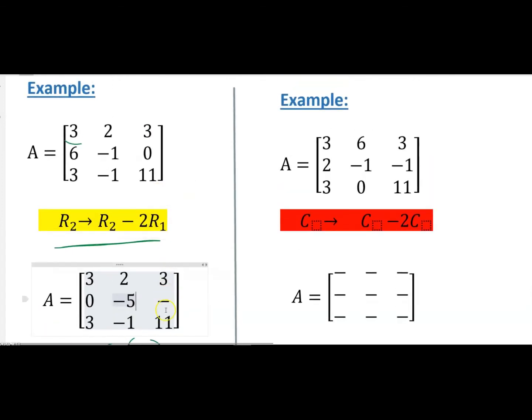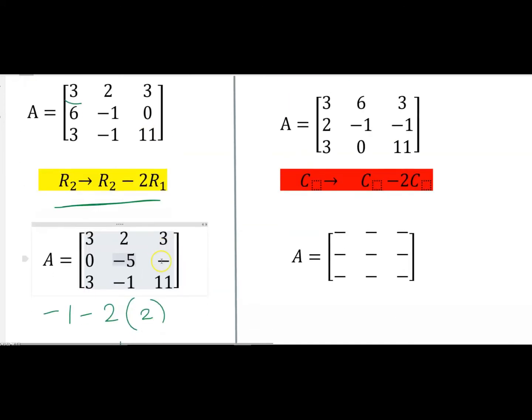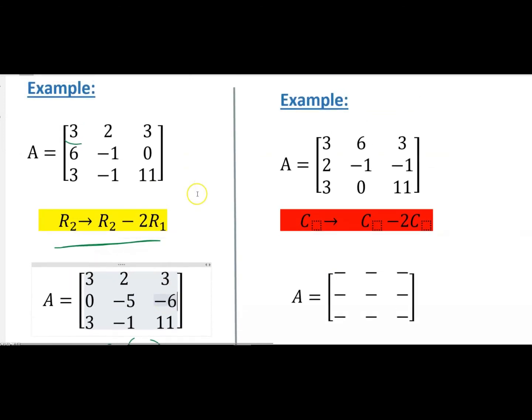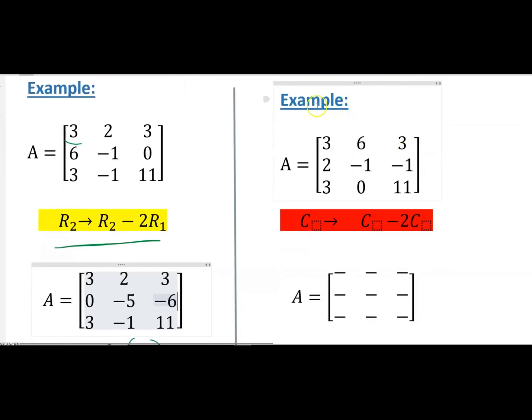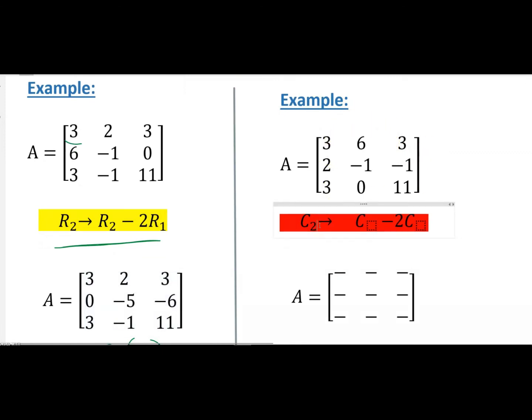Similarly, we can find the third one. Yes, you can tell me what will be the third entry. That is the third element of the second row, that is 0, 0 minus 2 into 3, that is 6. So it will be minus 6. All right. I hope you got this operation. The same operation we can apply on the columns as well. Like suppose we are having this example, the same operation I will apply to the columns as well.